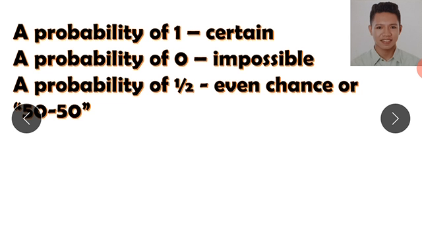Next is a probability of 1. When the probability of an event is 1, it means that it is certain. The percent of happening is 100%. A probability of 0 means that it is impossible, it will never happen. And if the probability is 1/2, then there is an even chance, or 50-50, to happen.